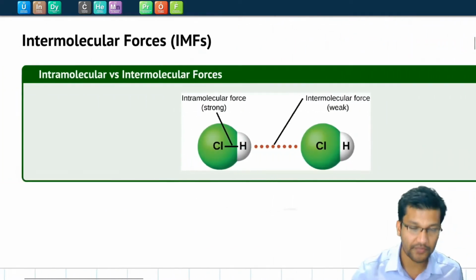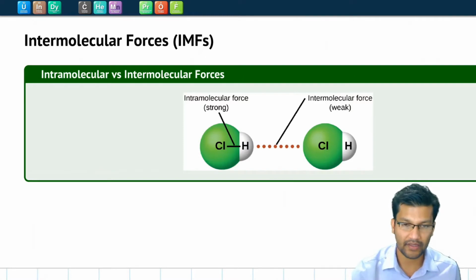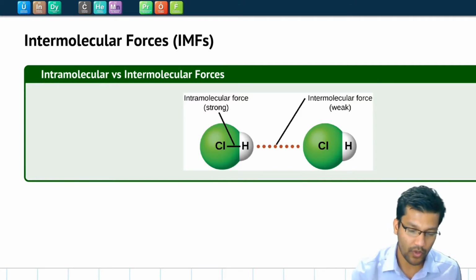In our previous chapter, we looked at gases, and so it only makes sense that we finish off this semester by looking at the other two states of matter, liquids and solids. And in order to understand how liquids and solids behave the way they do, we need to understand what we call intermolecular forces.